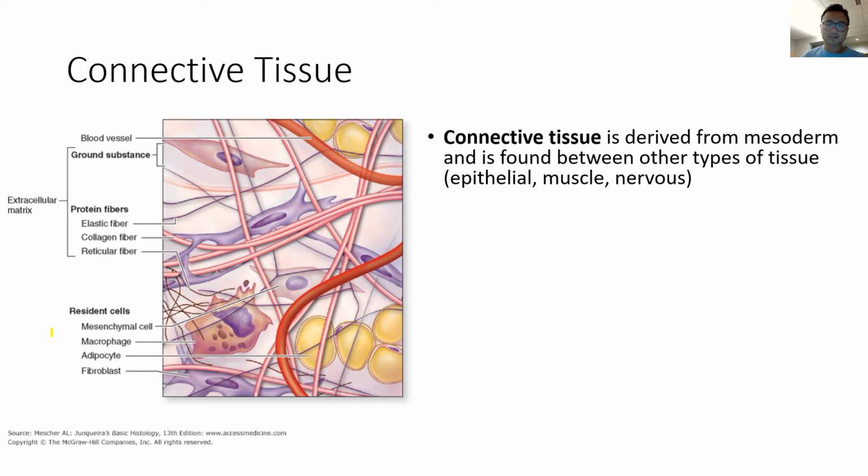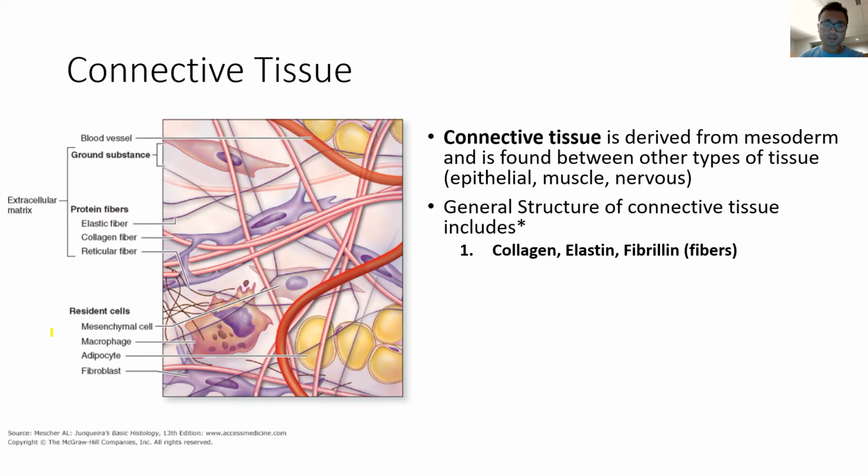So connective tissue is derived from mesoderm, and it's found between the other types of tissue that make up the human body. The general structure of connective tissue includes collagen, elastin, and fibrillin. When we think of collagen, we should think of compliance. And compliance is the ability of a vessel or a structure to distend upon changes in pressure.